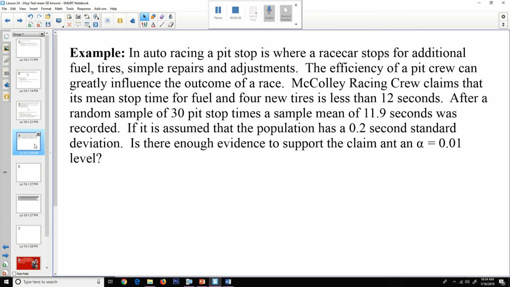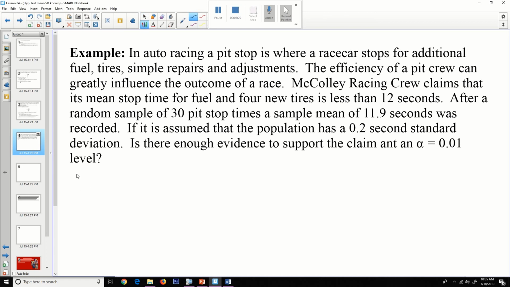First one, auto racing. In auto racing, a pit stop is where the race car stops for additional fuel and tires, simple repairs and adjustments. The efficiency of a pit crew can greatly influence the outcome of a race. McCulley Racing Crew claims that its mean stop time for fuel and 4 new tires is less than 12 seconds. After a random sample of 30 pit stop times, a sample mean of 11.9 seconds was recorded. If it is assumed that the population has a 0.2 second standard deviation, is there enough evidence to support the claim at a 0.01 level?